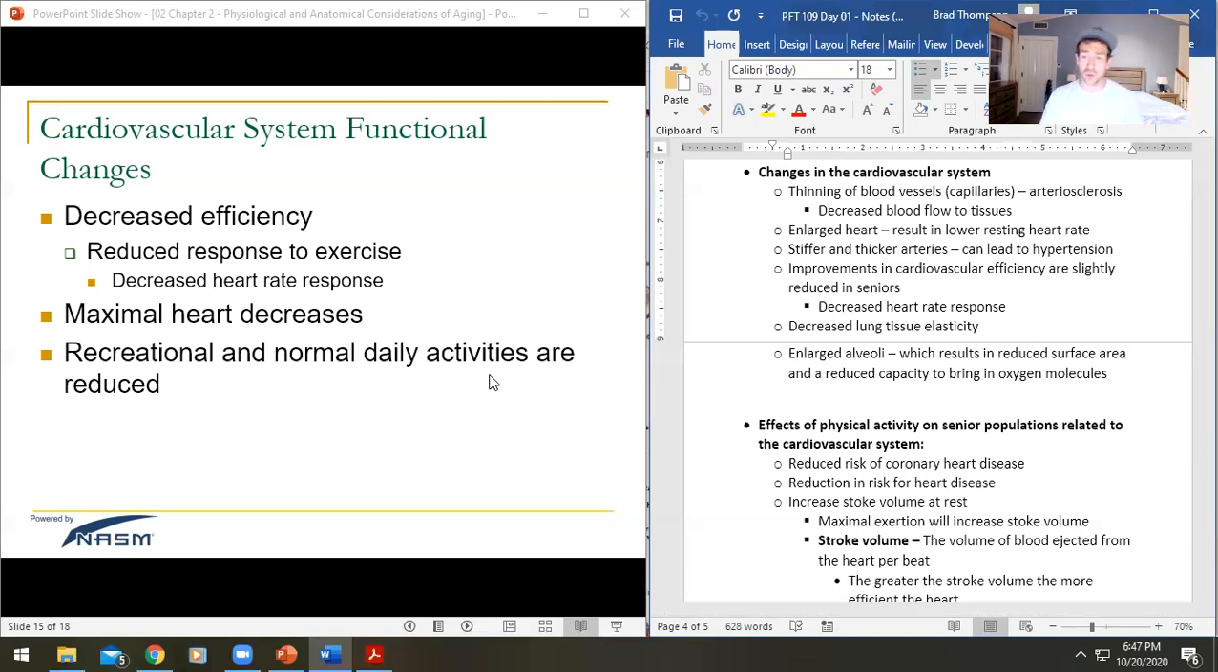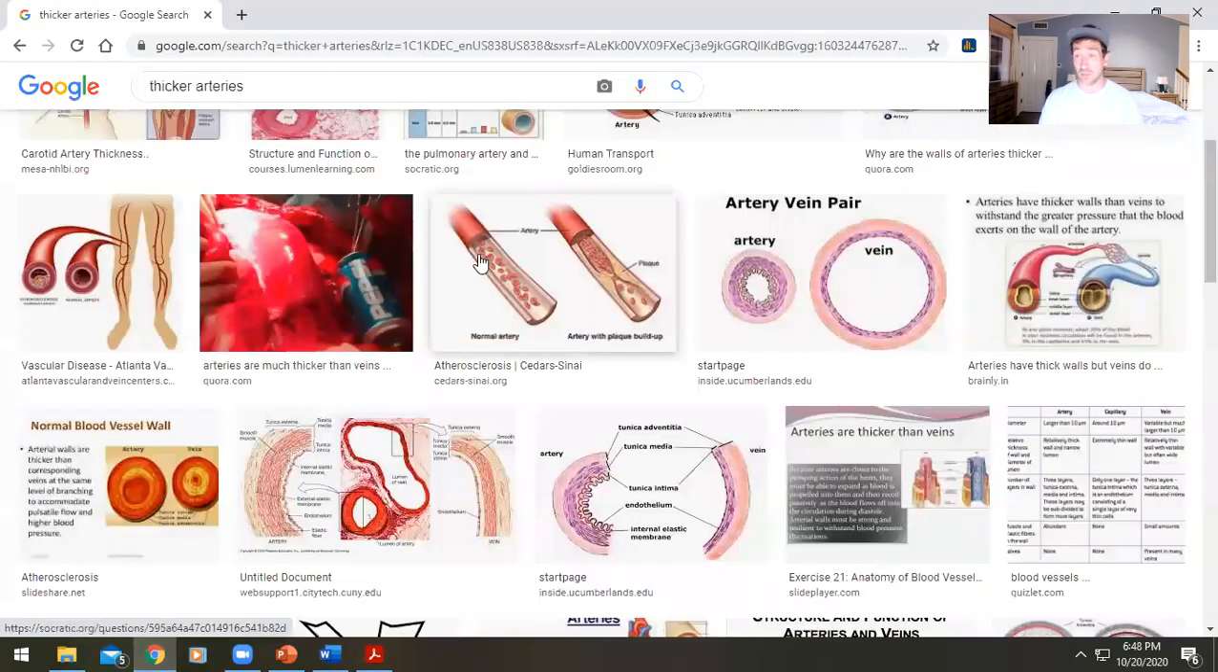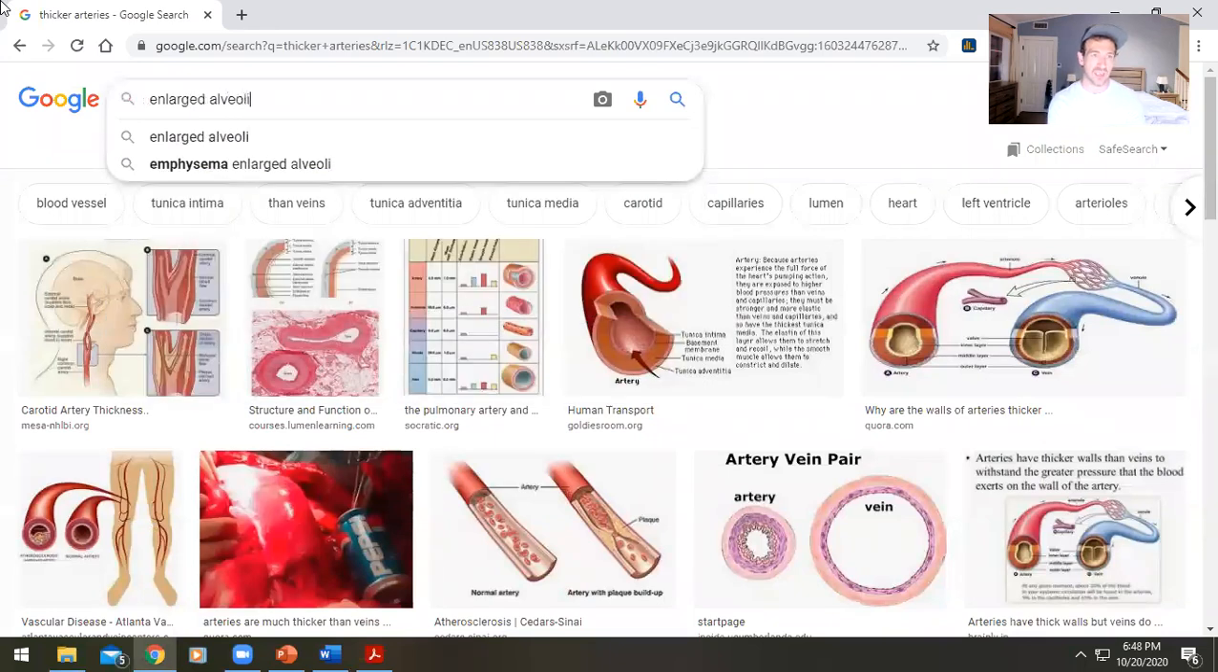Also, as we get older, in your respiratory system we'll see some structural changes too. We'll see a decrease in the elasticity of your lungs. So sometimes it becomes harder to bring in as much gas. Without as much gas, you're not getting as much oxygen. Without as much oxygen, it's going to be harder to breathe. And then sometimes we'll see enlarged alveoli. Remember, we talked about this when we talked about COPD.